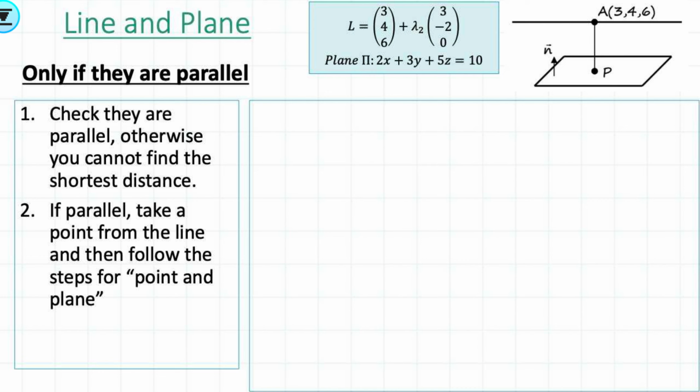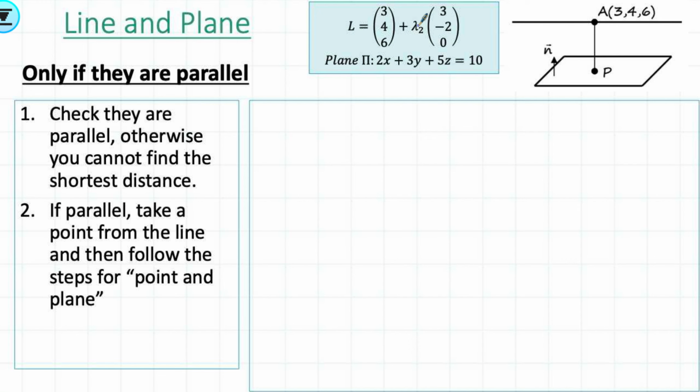Now, if we are in a situation where we have a line and a plane, this only works if they are parallel. If they are not parallel, you cannot find the shortest distance because otherwise they will meet, and then there is no shortest distance. So first check that they are parallel. In this question, it is given that they are parallel. So I am telling you they're parallel. So no need to check.